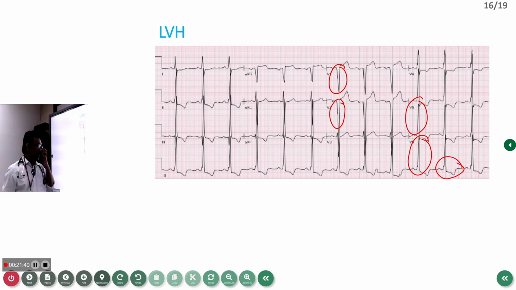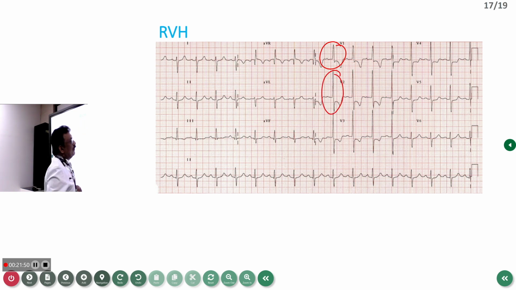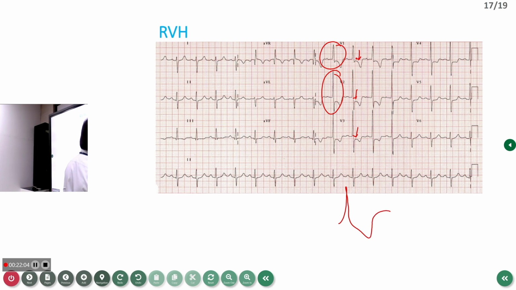What you are seeing is right ventricular hypertrophy with strain pattern. In that, V1, V2 R waves are very prominent, and you are getting ST depression and T wave inversion in these leads V1, V2, V3. So that is right ventricular hypertrophy and ST depression. You are seeing a downsloping ST here. See, it is like this. So downsloping ST depression can be due to LVH or RVH, and sometimes it can be due to ischemic heart disease.